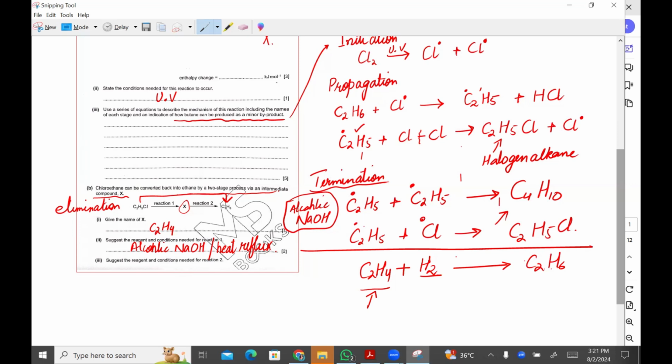That will be a nickel catalyst or a platinum catalyst. In this reaction, which is basically called hydrogenation, the reagents are H2 and the conditions are platinum and nickel.